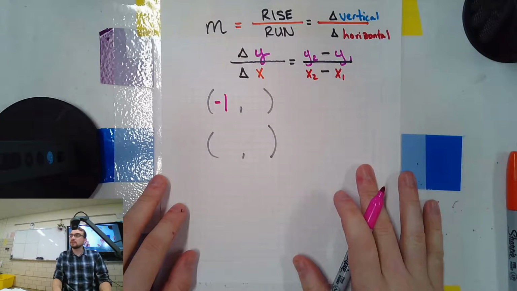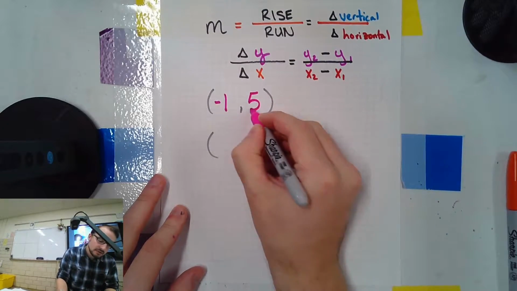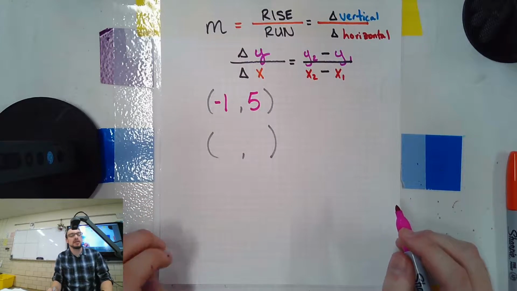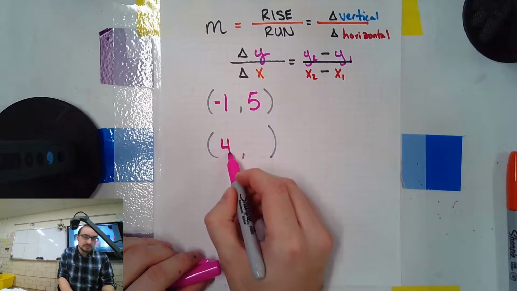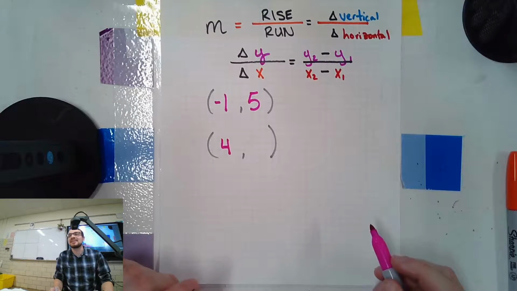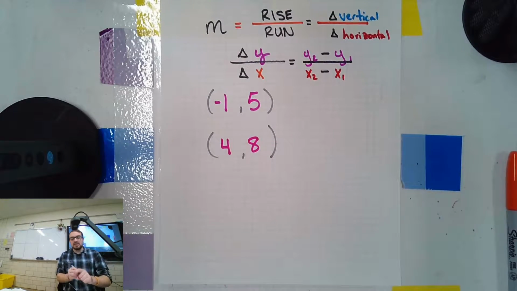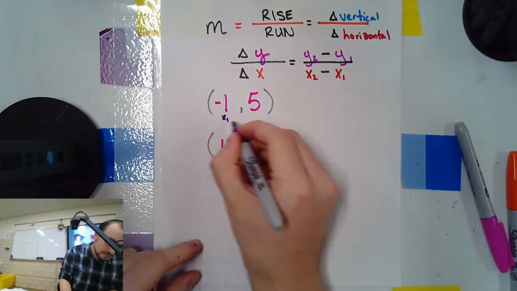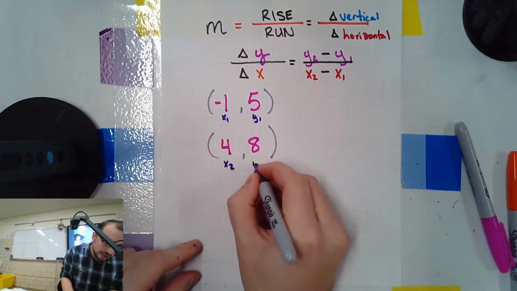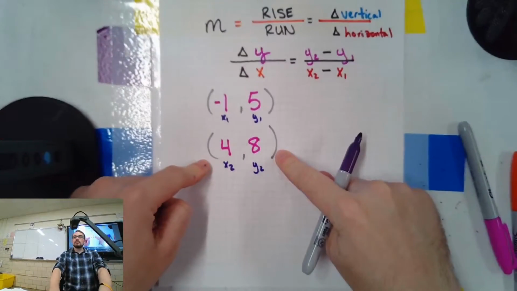Taylor, give me another integer. 5. Riley, give me another integer. 4. Jenna, give me another integer. 8. All right, so we're going to say that's our x1, y1. And that's our x2, y2, meaning this is our start, this is where we're going, right?